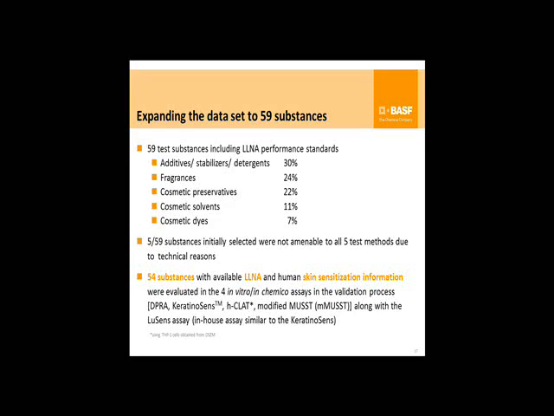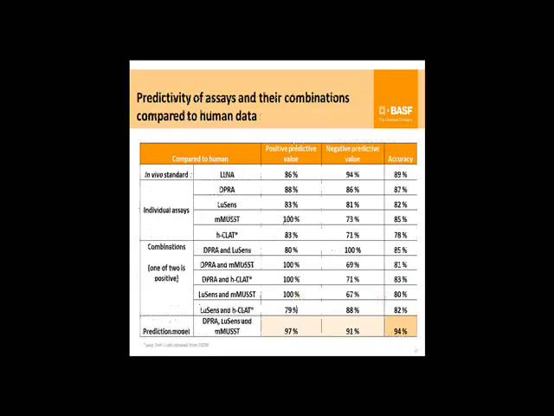We evaluated those in the 4 in vitro and in chemico assays that are in more advanced stages of validation: the DPRA, KeratinoSens, H-CLAT, and MUSST. And together with those assays, we also assessed the Lucent assay, which is in principle the same, it's just a different cell line. Without going into too much detail of the results, we summarized here the predictivity of the assays.